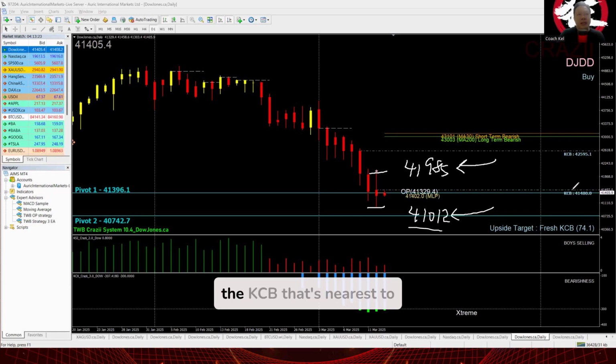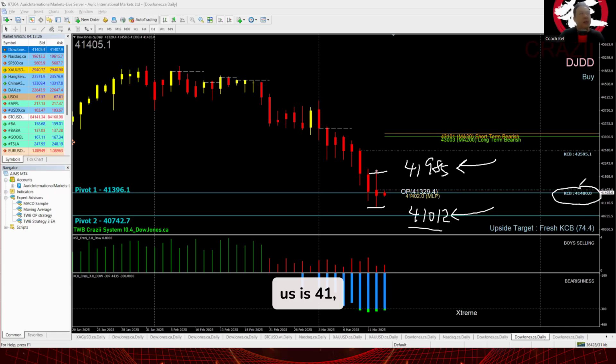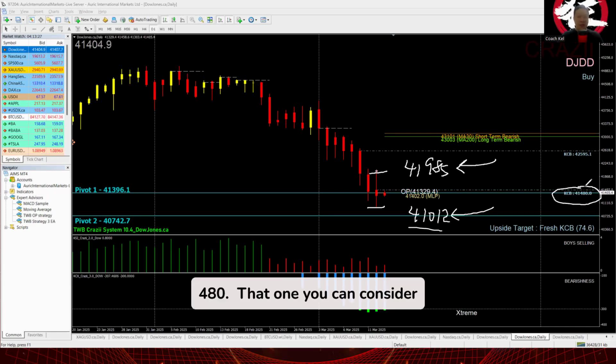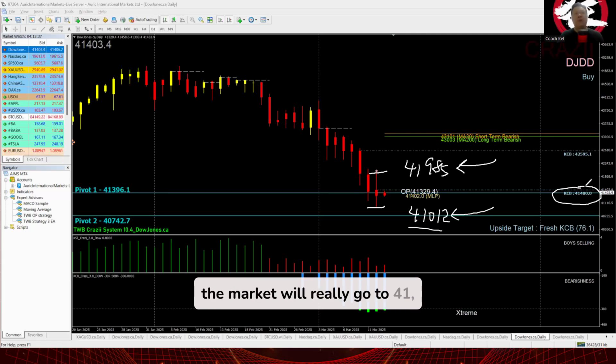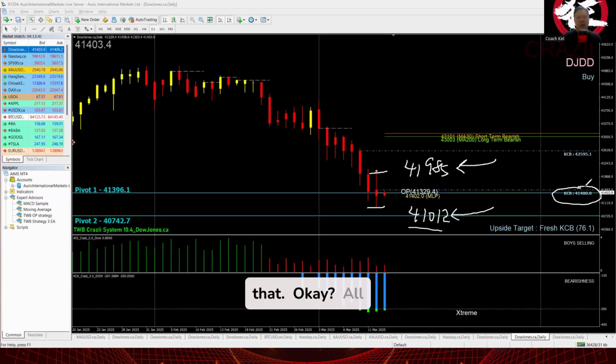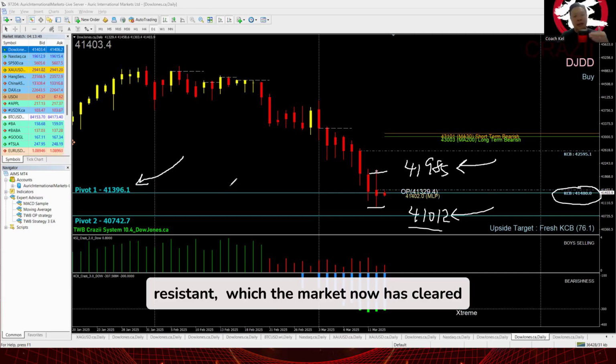Now, of course, the KCB that's nearest to us is 41,480. That one you can consider to take. And if the market really crosses 41,480 and stays above it by closing above it in a 5-minute chart, the market will really go to 41,985. You just mark my word for that. Now, of course, we do know there's a very strong pivot one here at 41,396 acting as a resistance, which the market has now cleared in a way.